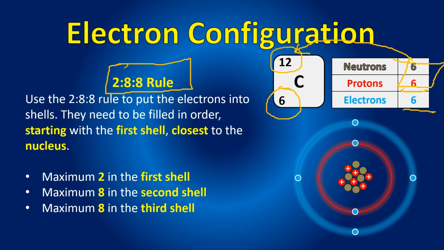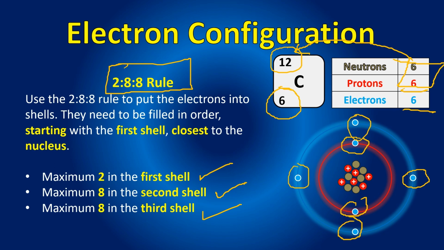Now when you use the 2, 8, 8 rule to put electrons into orbit, into their shells, basically you need to fill up the first shell first, and the first shell can only contain 2 electrons. Then you go into the second shell, and the second shell can contain 8, and the third shell can also contain 8. So if we've got 6 to put in, we put 2 in the first, so 2 electrons in the first, and then that's full. And then we need to put in another 1, 2, 3, 4 electrons to make 6. So the electron configuration for carbon here would be 2, 4: 2 in the first, 4 in the second.